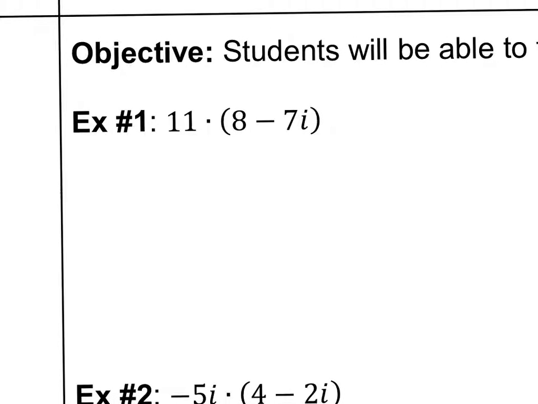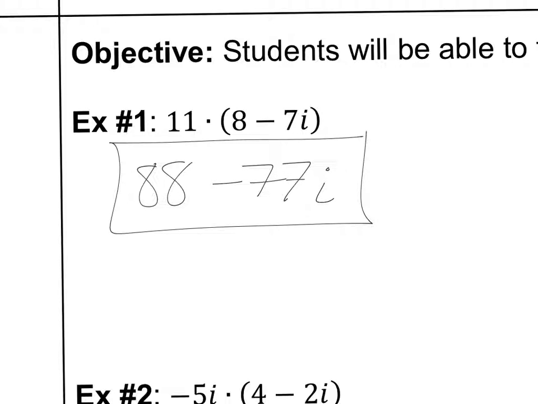We're just going to distribute here. Remember, these are not like terms, but we could still distribute. So 8 times 11, that's 88. And 11 times negative 7, that's negative 77i. So that's it. All there is to it.